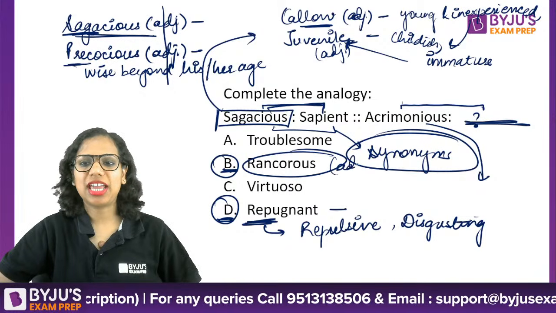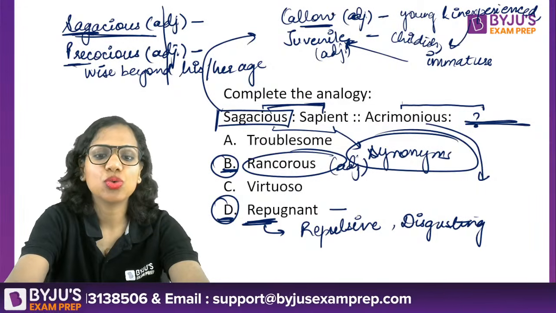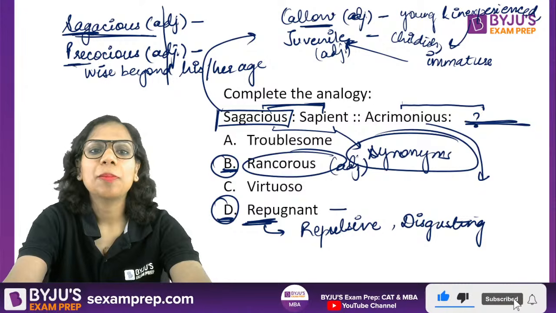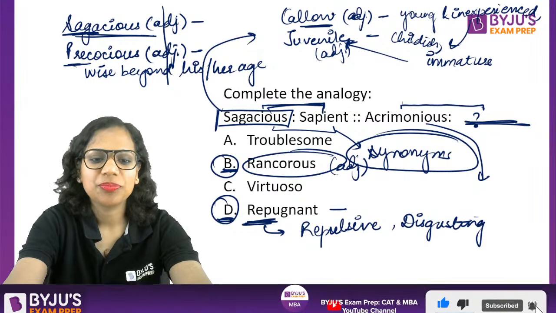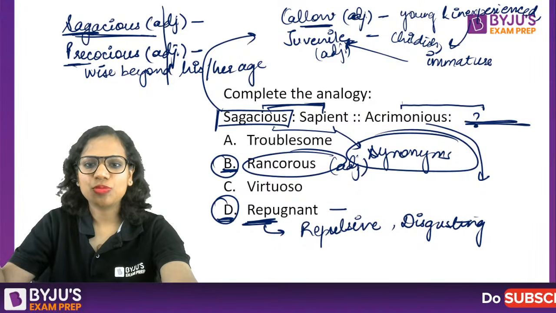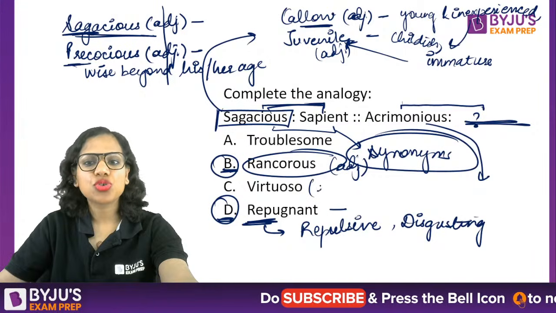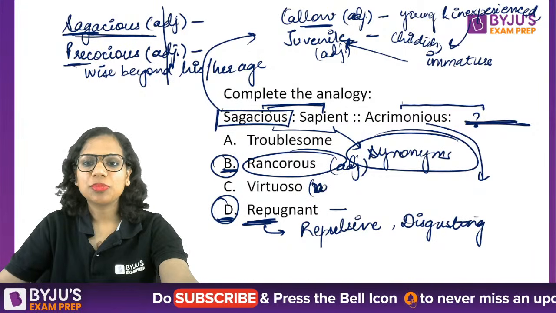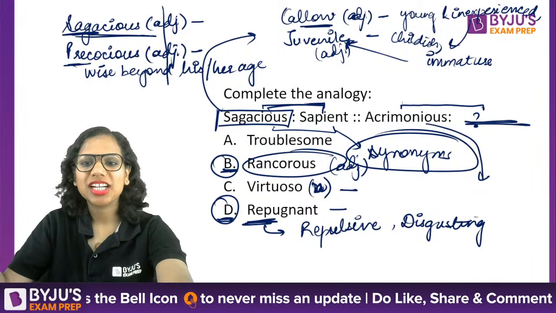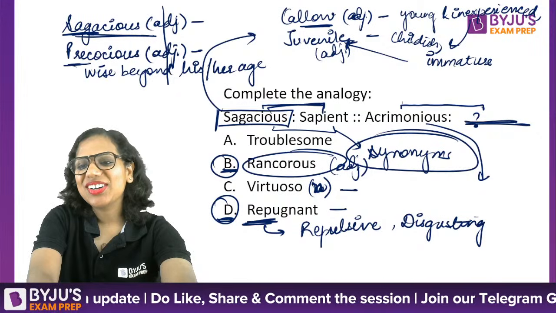Rancorous. If somebody is a rancorous person, if you say they hold feelings of rancor towards so and so person, that means they hold bitterness, resentment. Okay, I hope this is clear to all of you. Angry and bitter, acrimonious, bitter, rancorous, troublesome, we know. Virtuoso, virtuoso is somebody who's highly experienced and skilled in their field. Okay, that is virtuoso. ठीक है? All right.